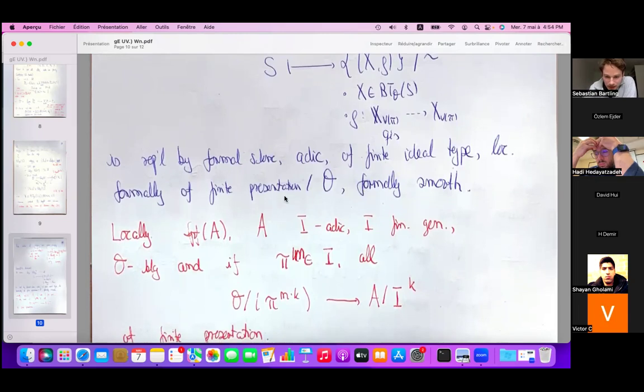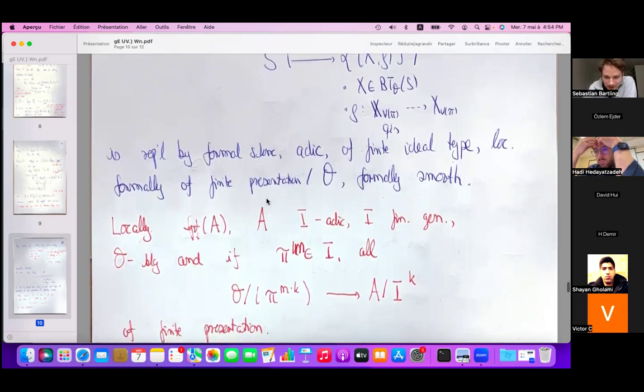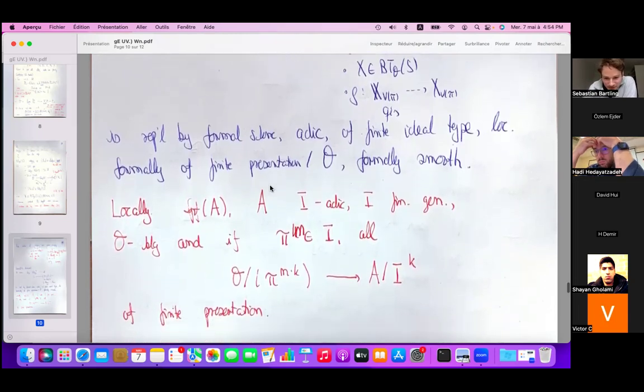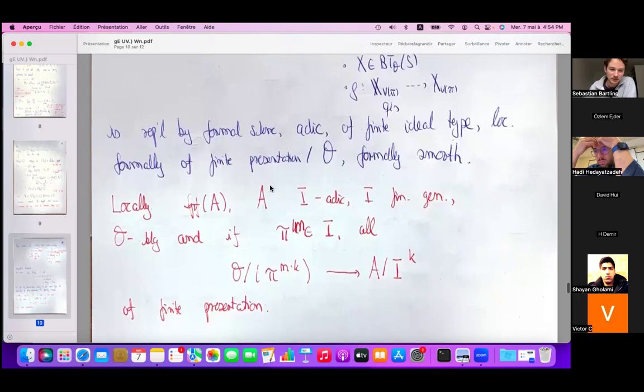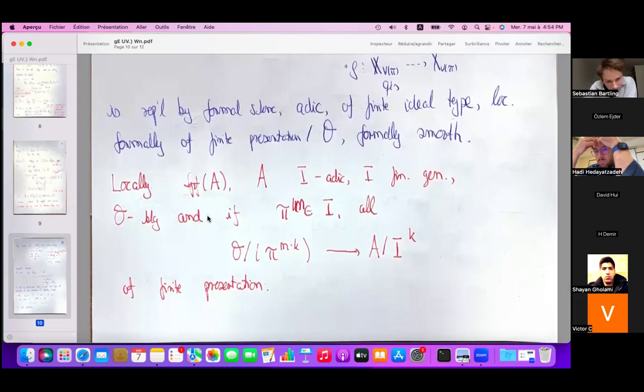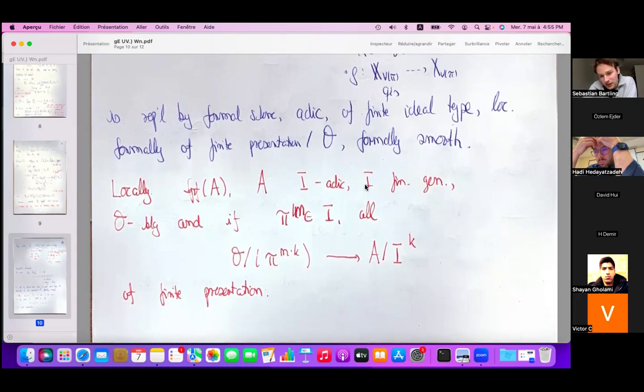And then you have to prove the correct finiteness properties still in this situation. And the correct finiteness properties are the following: locally we want our formal scheme to be Spf A, where A is an I-adically complete ring and I is finitely generated. So this is this finite ideal type.